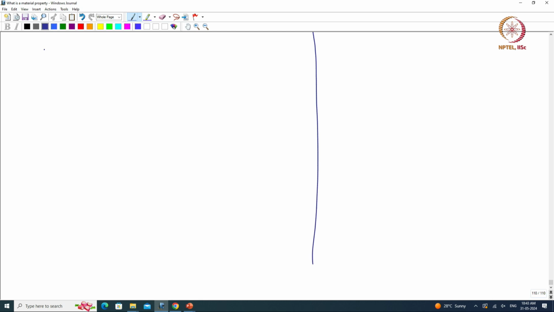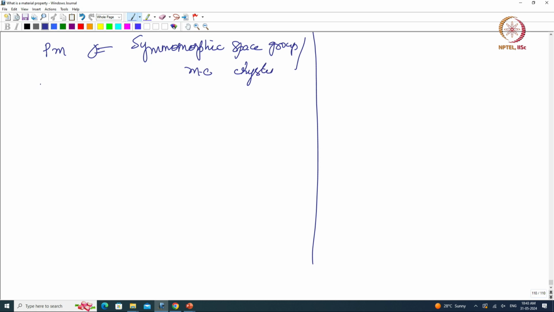For example, I can have a space group which says PM. PM is a symmorphic space group for a monoclinic crystal, whereas PA, where my two-fold axis is the C axis and I have a glide along the A axis, sorry, I have a glide which is about the A. So PA is a non-symmorphic space group.